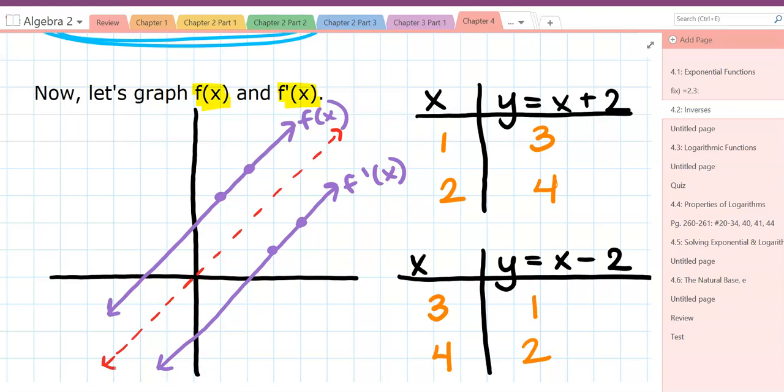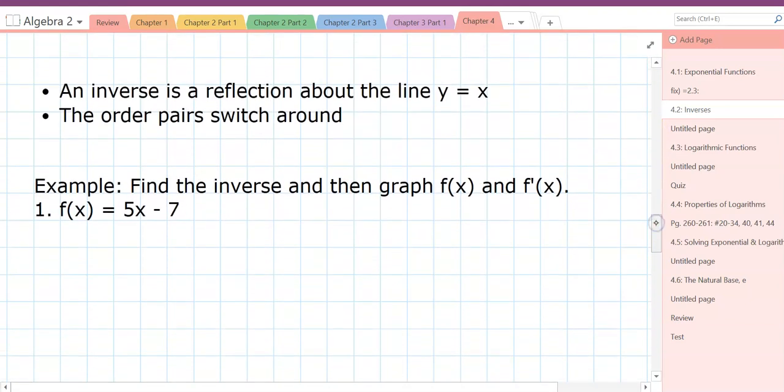Okay, remember when you guys look in the mirror, whatever is on you or whatever your shirt says reflects back in the mirror. It's just backwards. So that's what's happening here. Everything just flips over that red line. Okay, so on the next page there for you guys, it talks about this, that an inverse is a reflection about the line y equals x. So it just takes all those points, reflects them over that line and gets you a mirror image of it. The ordered pairs switch around, so they just flip on every single one.